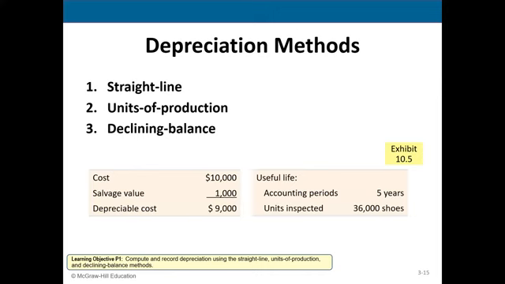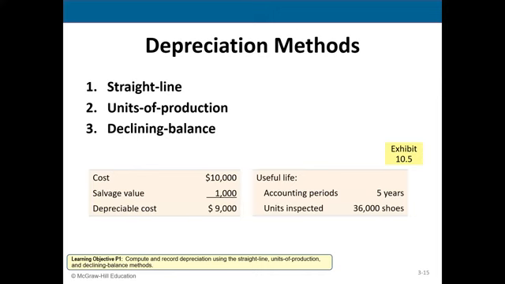Here is some information on a piece of machinery that one of the companies is looking to acquire. The machinery will cost the company $10,000. It has a salvage value of $1,000, meaning at the end of its useful life, it'll still be worth $1,000. This means that we would have a depreciable cost of $9,000.